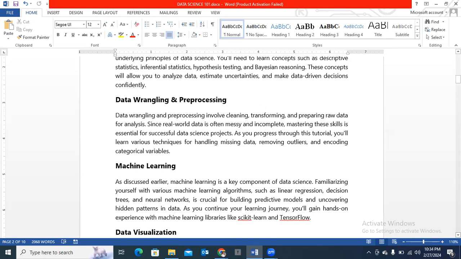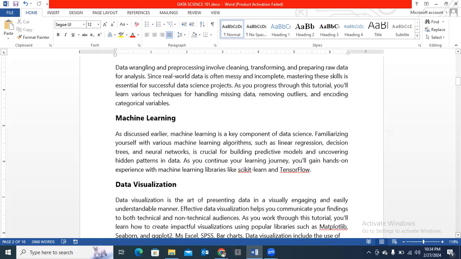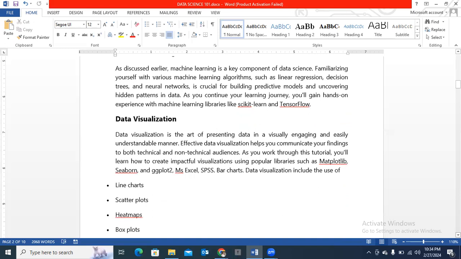You also need the machine learning skill. Machine learning is a key component of data science, and it is on this principle that artificial intelligent machines operate. So you need to have knowledge of various machine learning algorithms so that you can perform well as a data scientist. And lastly, you need to have data visualization skill. What is data visualization? It's the art of presenting data in a visually engaging and easily understandable manner.